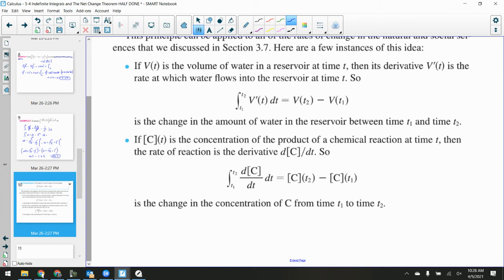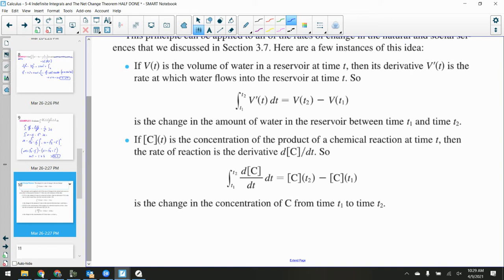If C of t is the concentration of a product of a chemical reaction at time t, then the rate of reaction is the derivative. So that's a chemistry application of the derivative. If I take the two time periods and plug them into that function, that's the net change in the concentration between those two time periods. So you can use the integral within these different topics.